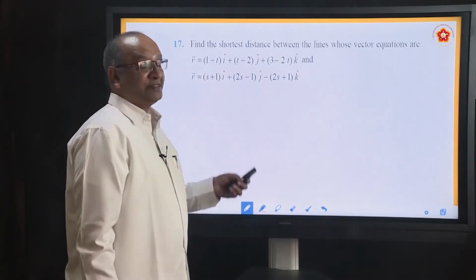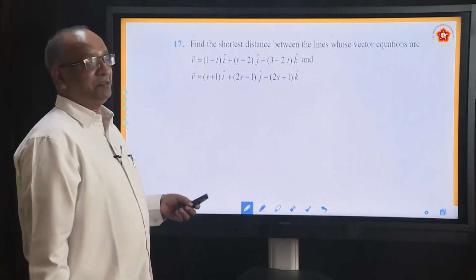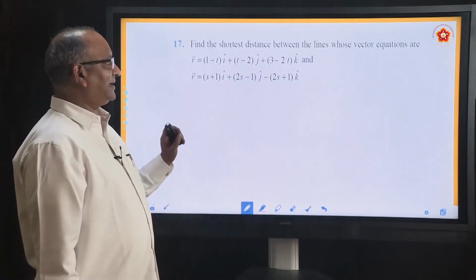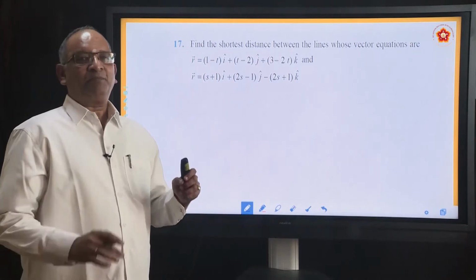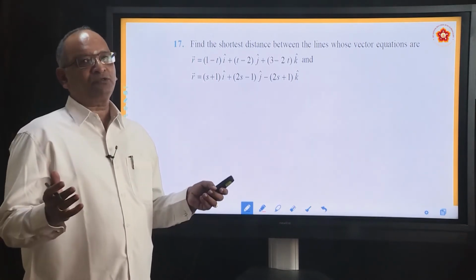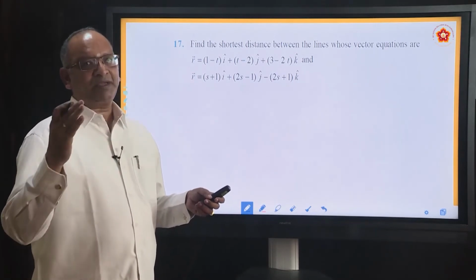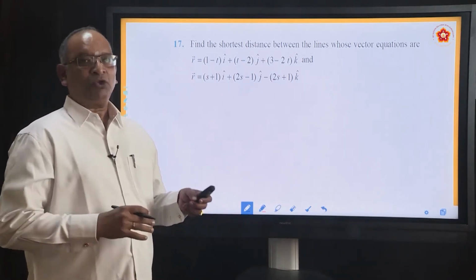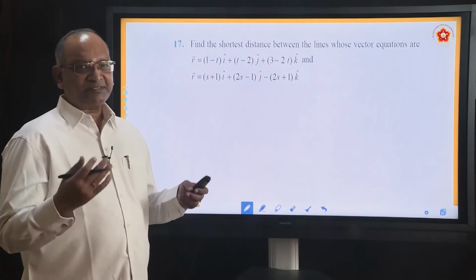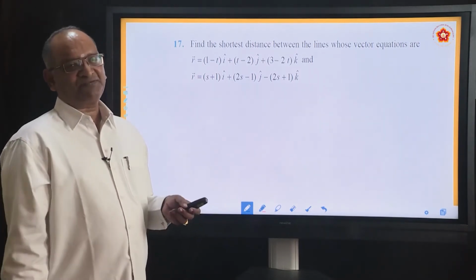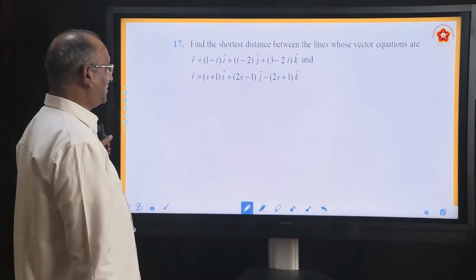Yes, this is the last problem of this particular session, but very interesting. Why is it interesting? Because he has not given exclusively the equation of line in terms of r equal to a plus lambda b. You have to separate and write it, and once you do that, the procedure afterwards will be the same. So, let us see how we do that.